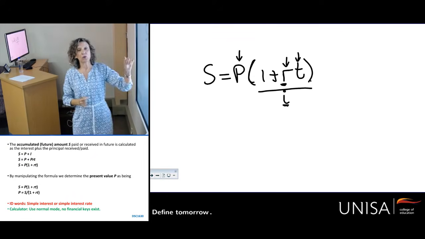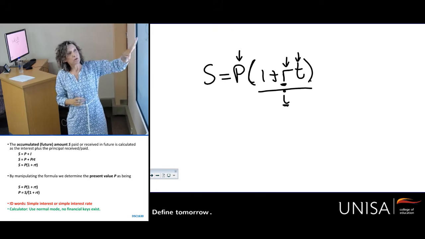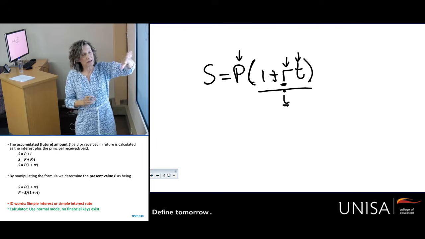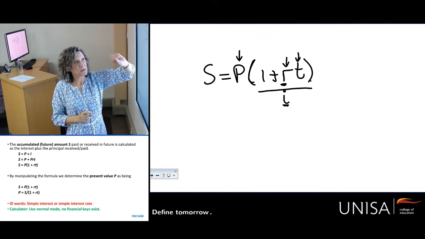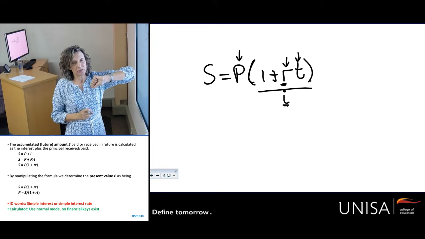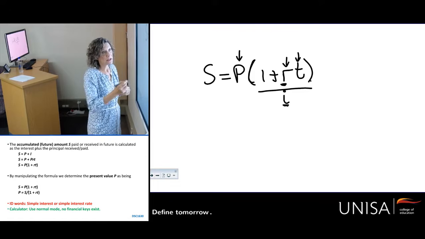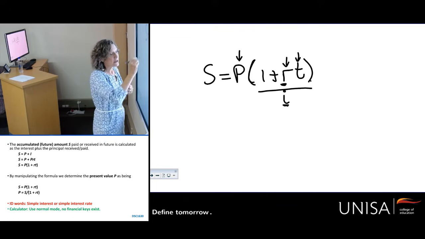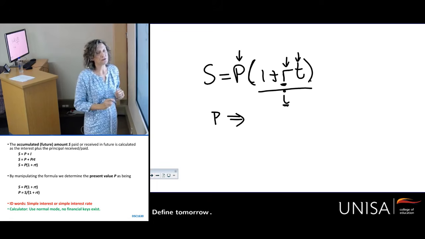That's what we say, we manipulate or change the formula so that whatever character or value we want to calculate, that specific value is then the subject of the formula. Now let's say we want to calculate P, then we need to write P equals to something. Now how do we do that?